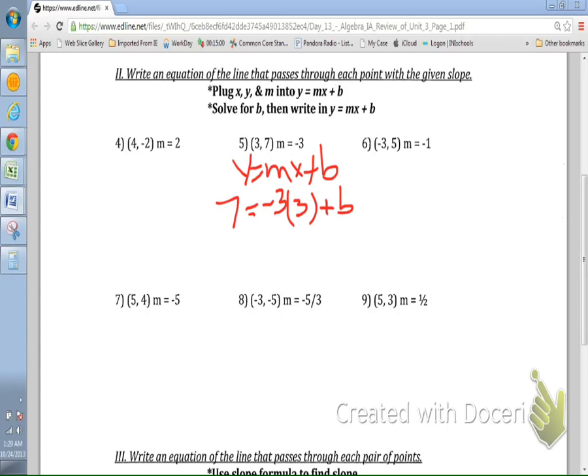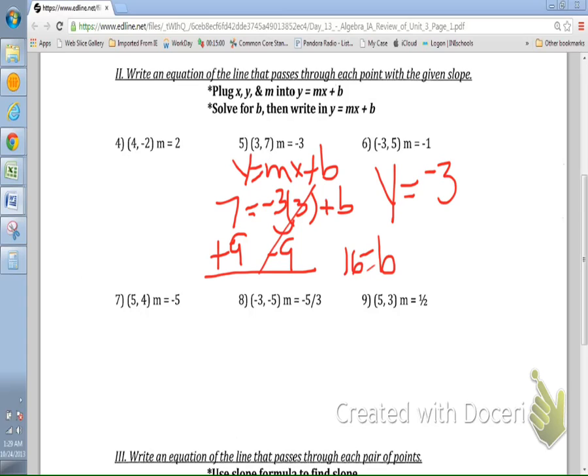To solve for b, you have to multiply the m and x together. So that's equal to -9, and bring that over to the other side as +9. That's all gone now. 7 plus 9 is 16, and that's your b value. Now that we know our b value, plug in your m and your b to make the y equals m, that's the -3 you're given, x, plus b. Your b value was positive 16, so you write that in. So that's your final answer for number 5.